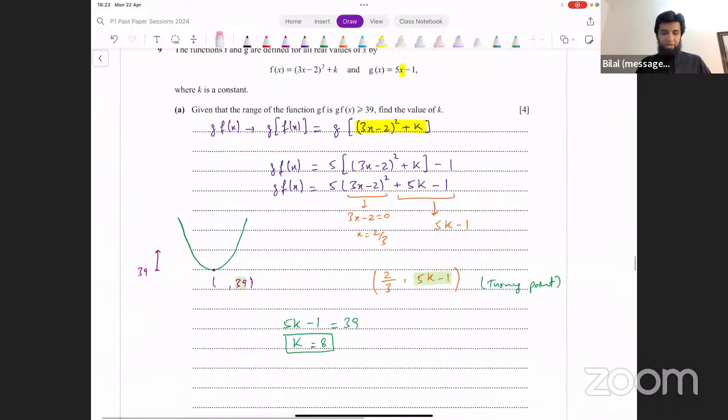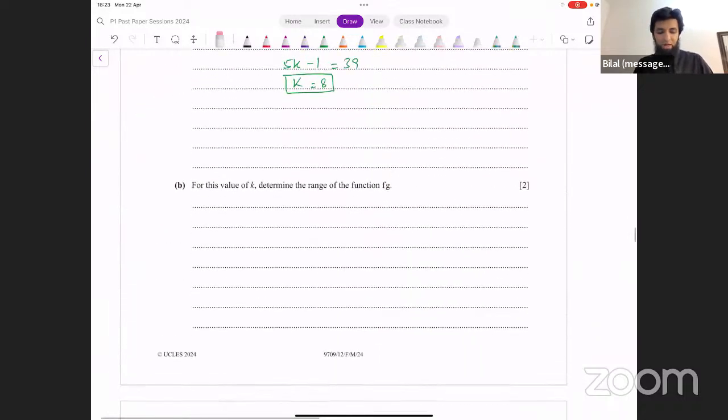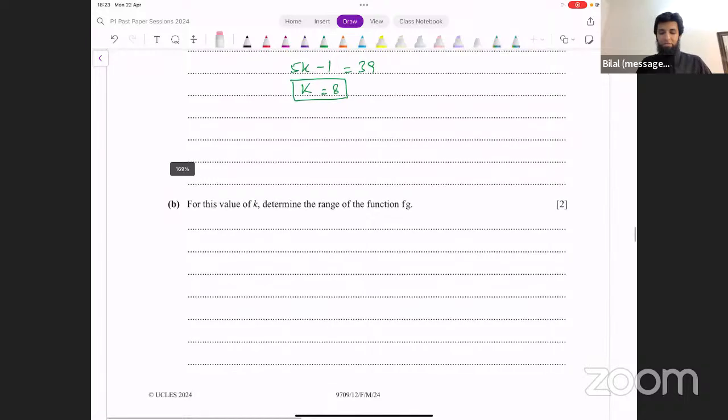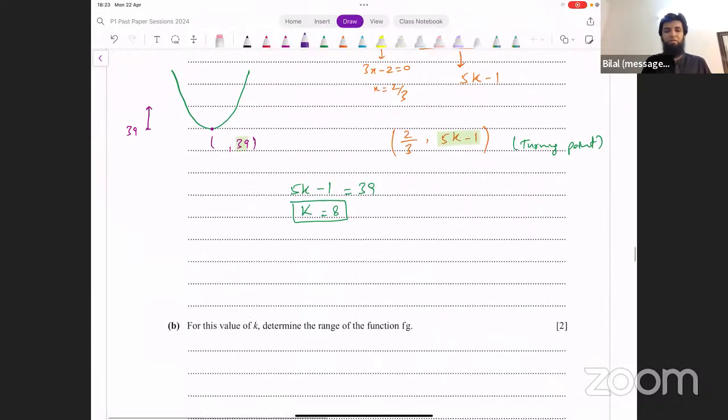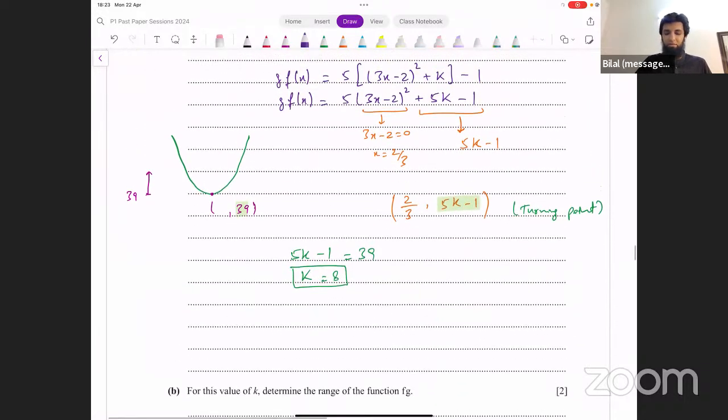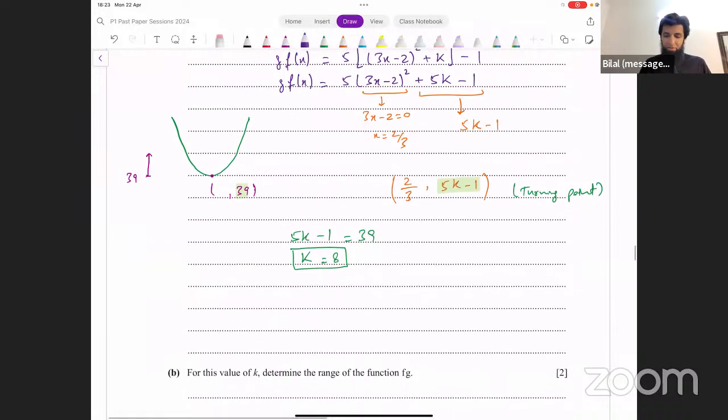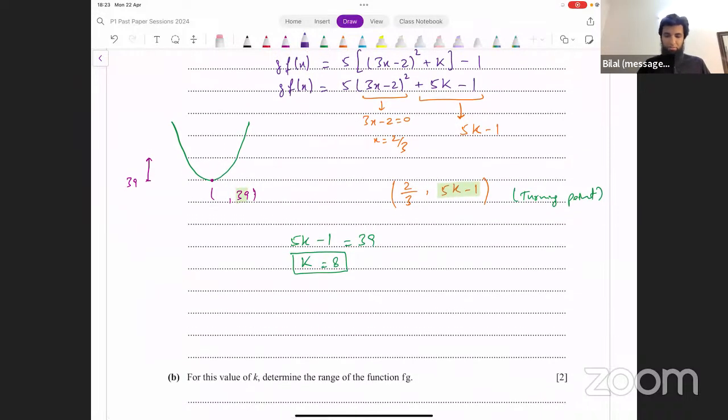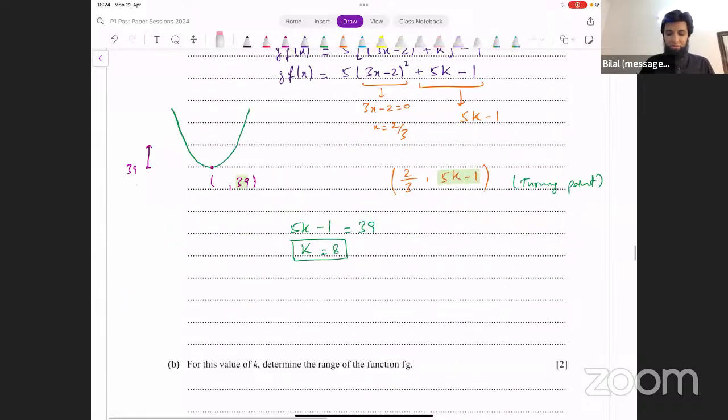All right, that was the first part. Now let's look at the next one. It says, for this value of k, determine the range of fg. So now that we know the value of k, they're saying the value of k is supposed to be taken as 8, what you found in the previous part. Determine the range of fg. Okay, fg. Let's first of all find the function fg. What is fg going to be?